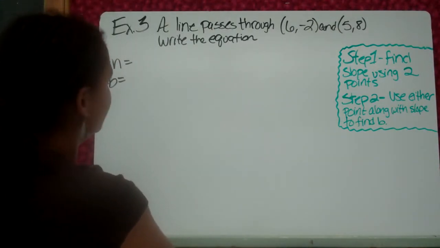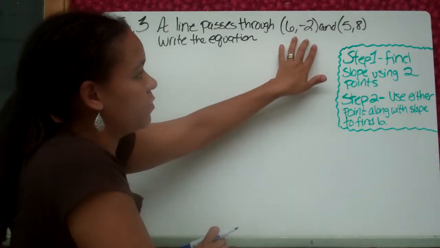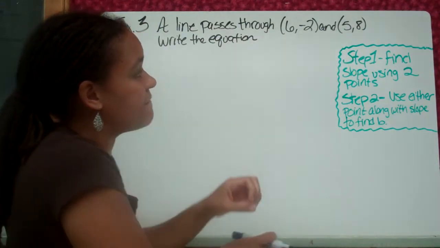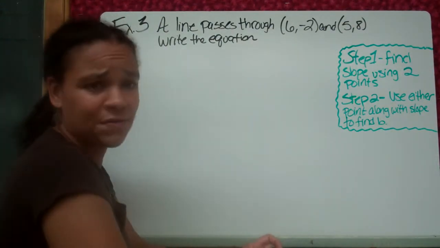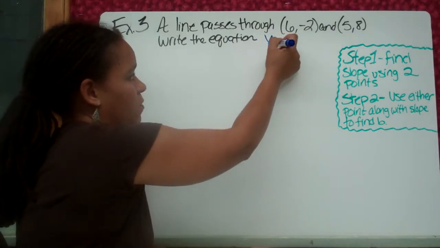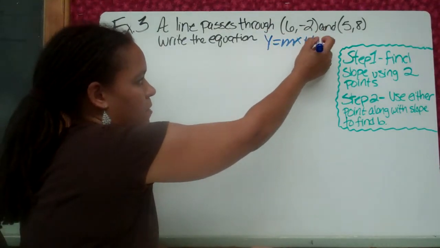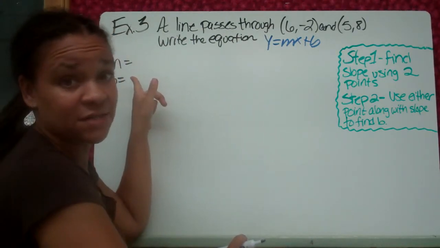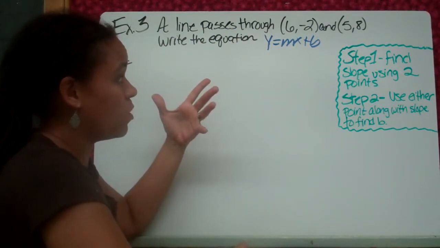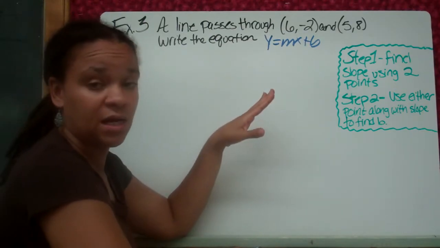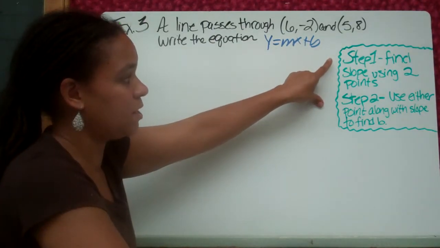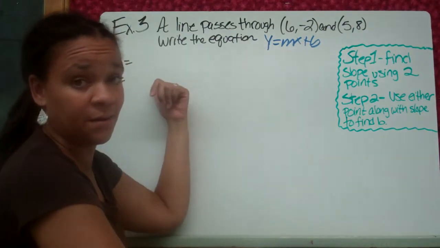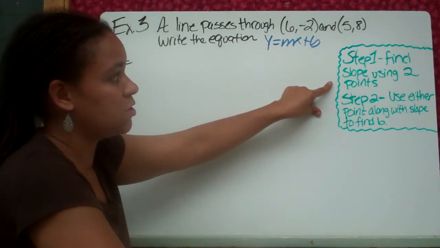Example 3. This line passes through the points (6, negative 2) and (5, 8). So we want to write the equation in y equals mx plus b. Well, heck, they didn't give us anything. They didn't give us an m, they didn't give us a b. So we have to do some work here. We have everything we need, we just have to do some work. So our step 1 is going to be to find the slope. We need an m.